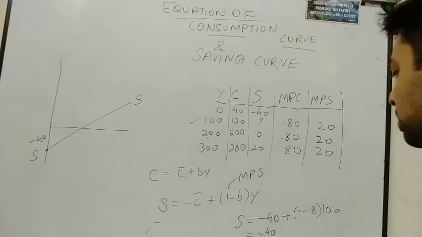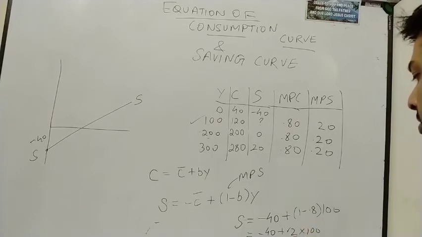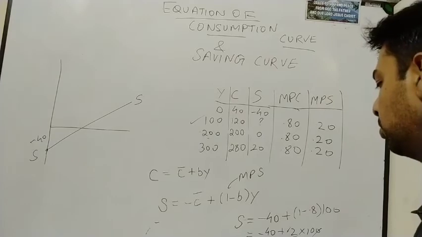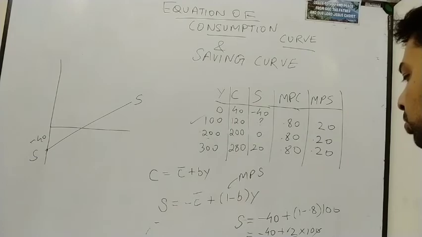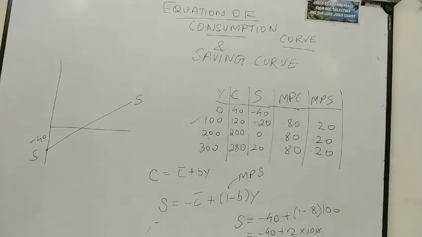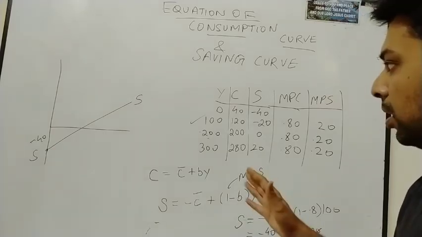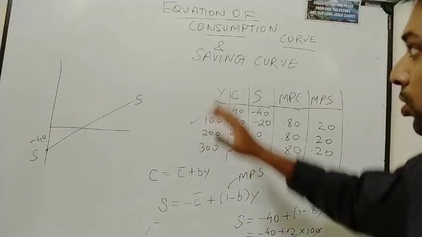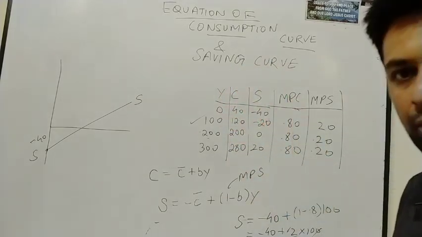Minus 40, this will not change. Then plus, this will be 0.2 into 100. Remove the decimal. 10 will be there. 0, 0 cancel. This will be 20. So minus 40 and plus 20, this is going to be there. So what will be the answer? It will be minus 20. So I will write here minus 20. So here we can get saving at a particular level of income. At any particular level we can calculate. So this is the equation of the saving curve and consumption curve. So just note it down. Thank you.